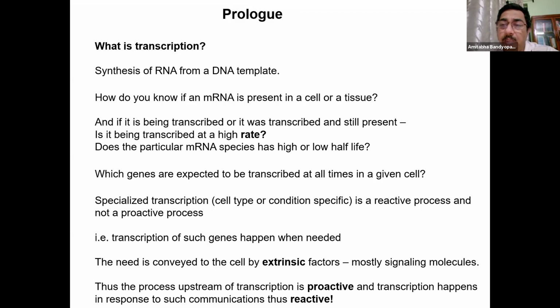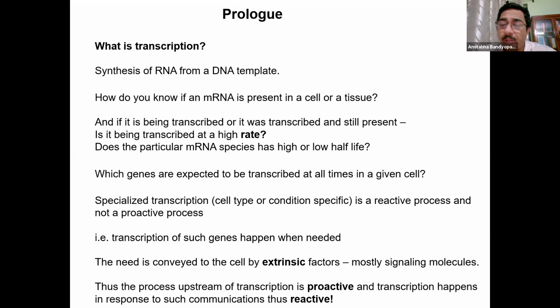So these genes are transcribed when there is a need, and this need is conveyed by an extrinsic factor. It can be physical or it can be chemical. Okay, I'm saying mostly signaling molecules because mostly it is chemical. Okay? But there can be physical forces as well. Mechanoregulation of transcription is a very well studied area. Okay? So the need is conveyed to the cell by extrinsic factors.